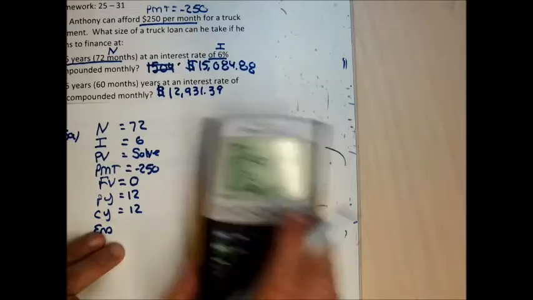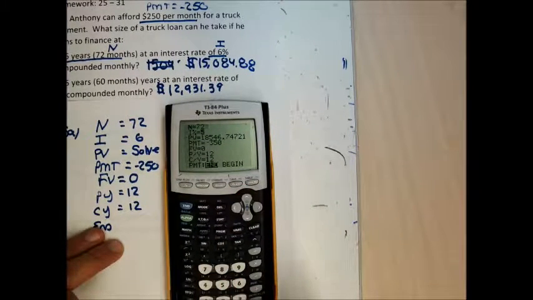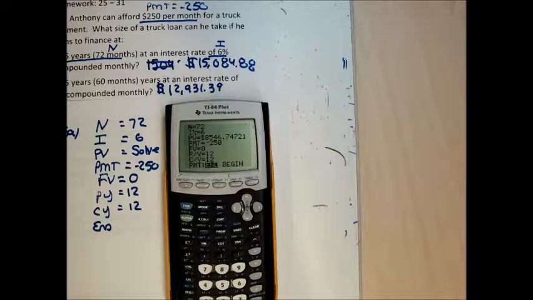Let me get these all entered up real quickly. I'm going to plug in 72 for my N, 6 for my interest rate, negative 250 for the payment. The bottom stuff just kind of stays, so I don't need to worry about it.